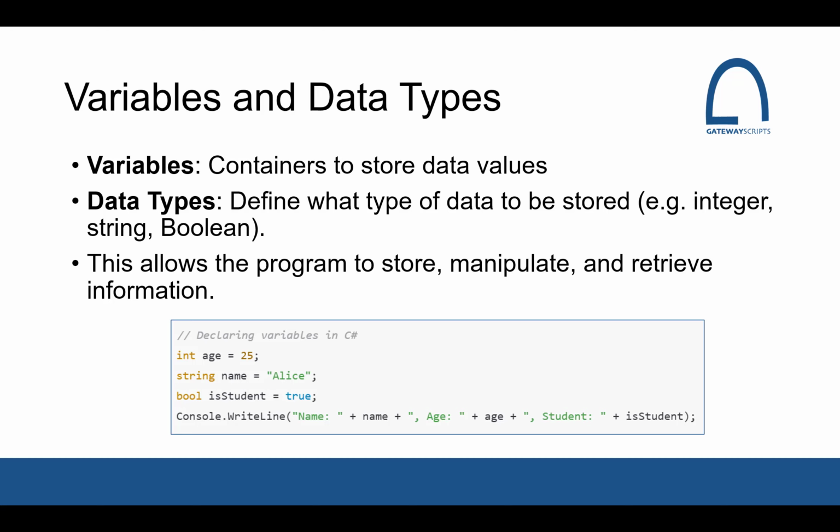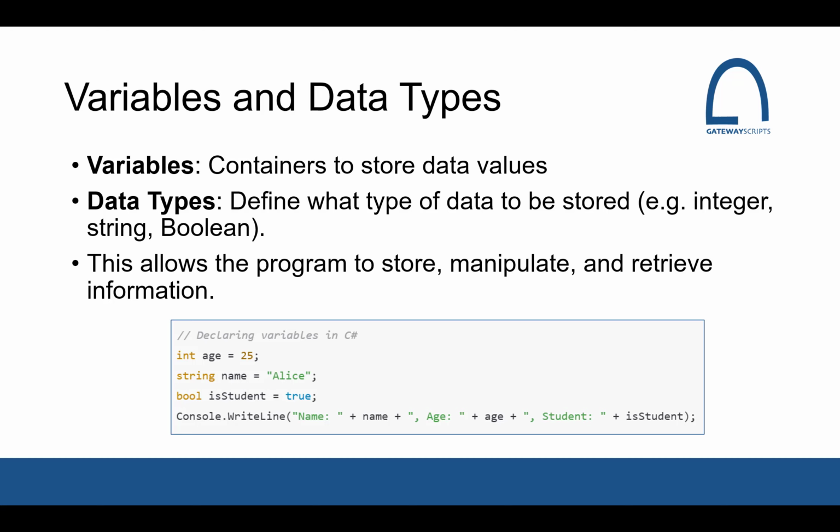This program allows us to store, manipulate, and retrieve information as we need it. In the example below, you can see the Console.WriteLine is displaying the information to the user about the age, name, and whether or not this particular person is a student.